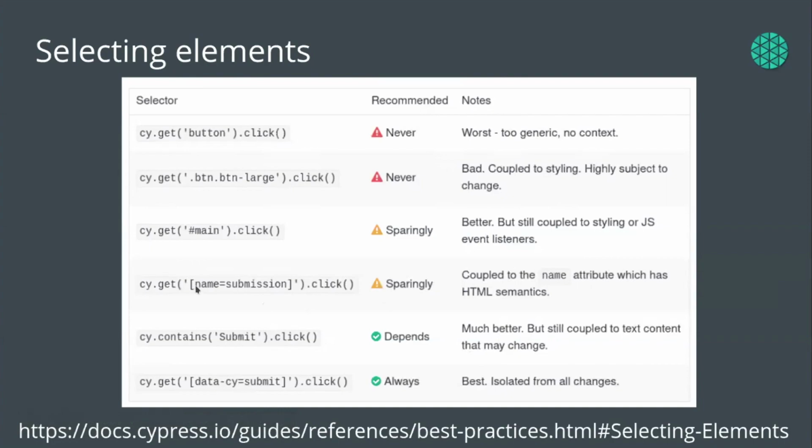There are two approaches that are a warning: not too recommended, but we can do them. One is selecting a UI element with another attribute like name, for example name equals submission. Or we can select the element using the ID, for example #main. And there are two things that we should never do. One is selecting UI elements by CSS selector, like .btn or .btn-large, because this can change in the future and is not isolated. The other is using the type of the UI element, like button only, because if we have five buttons in the UI, which button do we click? So this is the worst way. You can read more about this in the Cypress docs, in the best practices section.